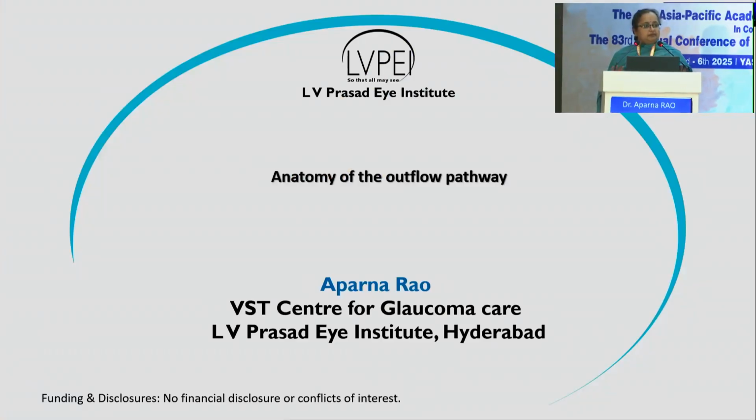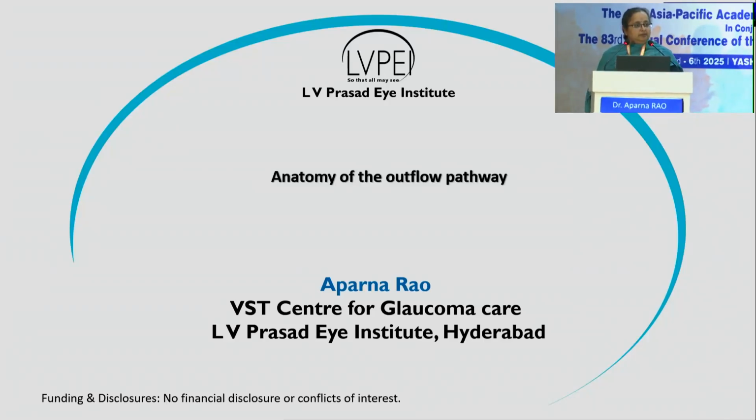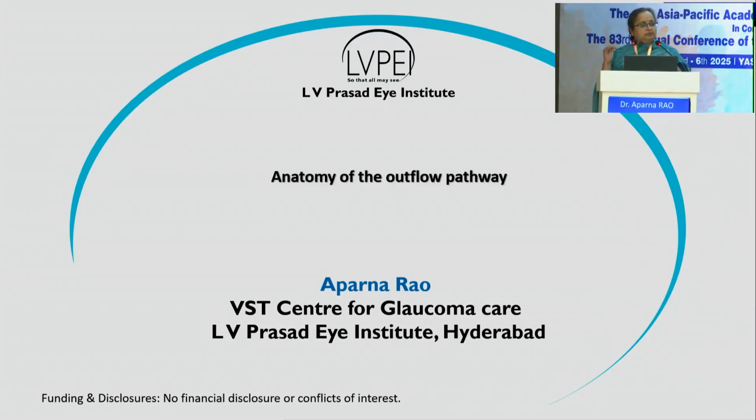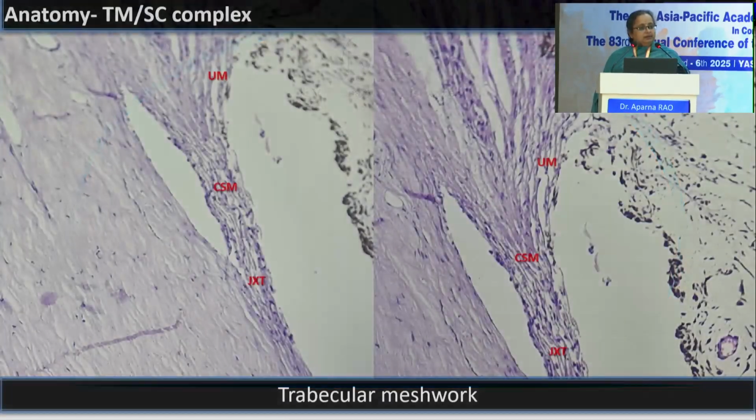So when we talk of MIGS, before we even start, it's important for us to refresh and revisit the trabecular meshwork anatomy, because whatever we understand of the trabecular meshwork anatomy is from old studies from Duke Elder or other textbooks, which are from enucleated globes. So what is the current update? What is the old anatomy?